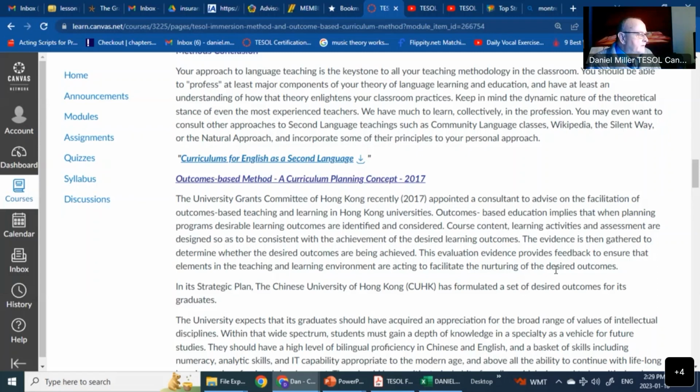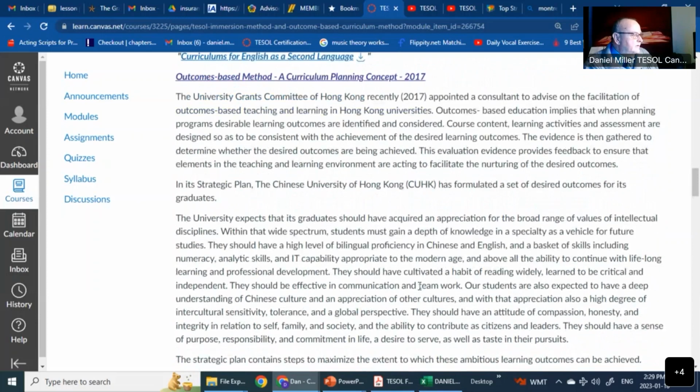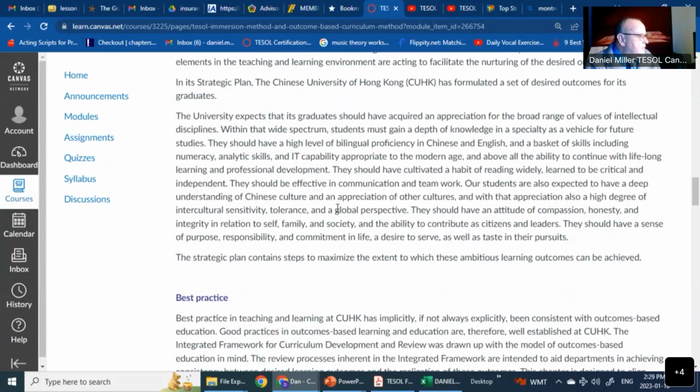This evaluation evidence provides feedback to ensure that elements in the teaching and learning environment are acting to facilitate the nurturing of the desired outcomes. In its strategic plan, the Chinese University of Hong Kong has formulated a set of desired outcomes for its graduates. So the university has expectations of what the graduates are going to be able to do at the end of their program, and the assessment of those students along the way helps to guide them through. So I'm going to let you read the rest of that on your own.